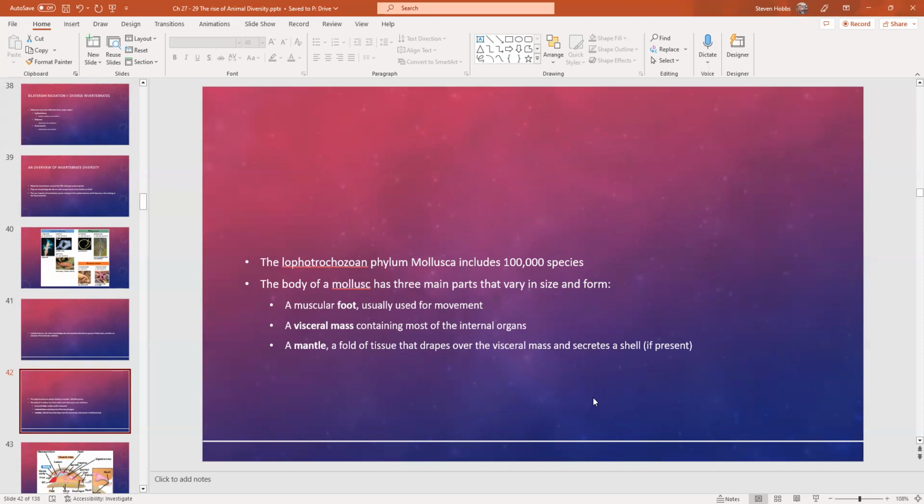Things like octopus don't do that. But it drapes over the visceral mass, covers up all of the internal organs to try to keep them safe. But that muscular foot is actually how we name them. It's how do they interact with their world? Do they interact with their world through their stomach, or do they interact with their world through their head, like a cephalopod, as compared to something like a gastropod?